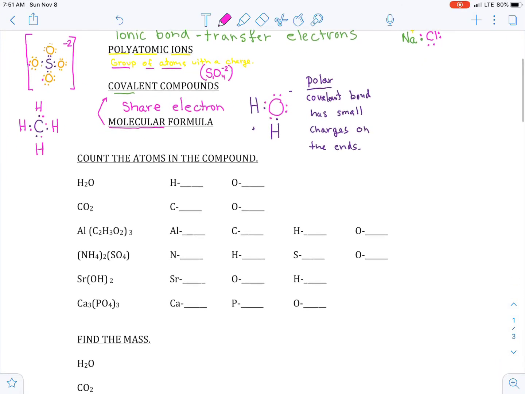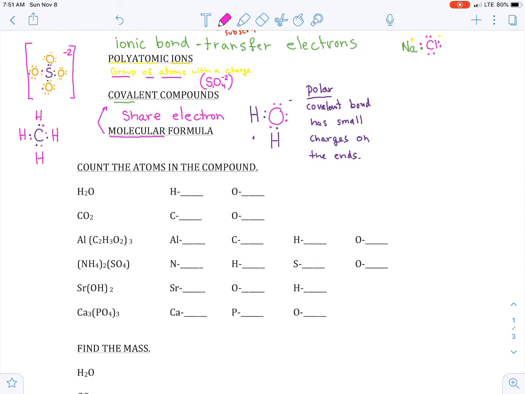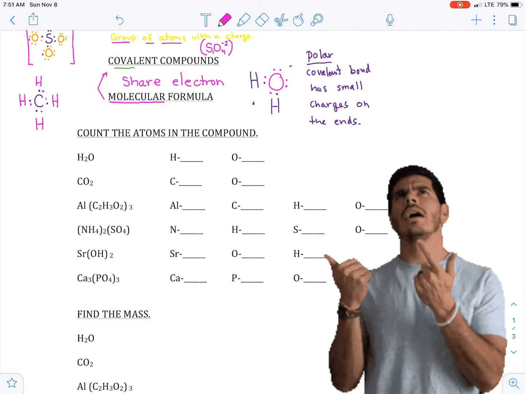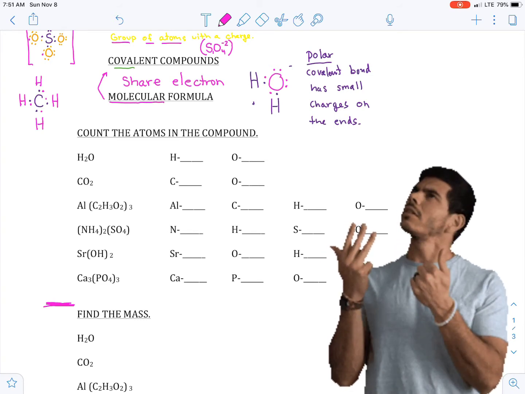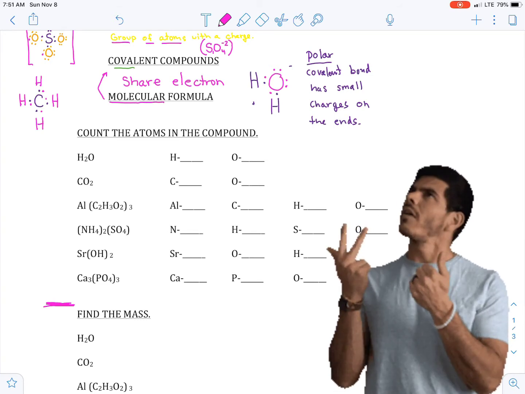All right, now we're going to count these atoms. And I know this should be pretty easy to do. Then I'll stop at this point and do a different video for the mass. I know that we started talking about that down there, but we didn't quite finish it. So let's look at this picture here.